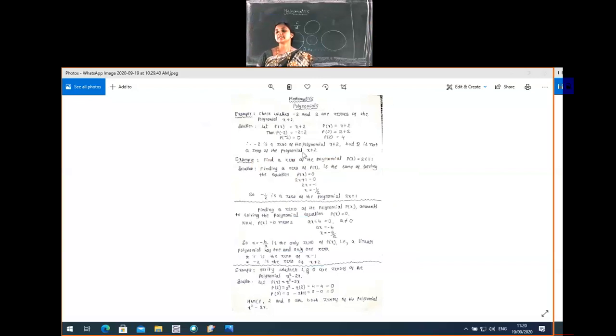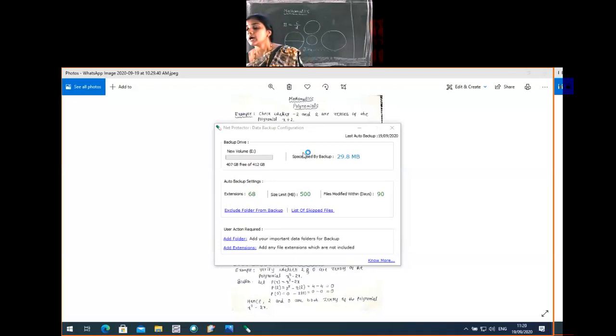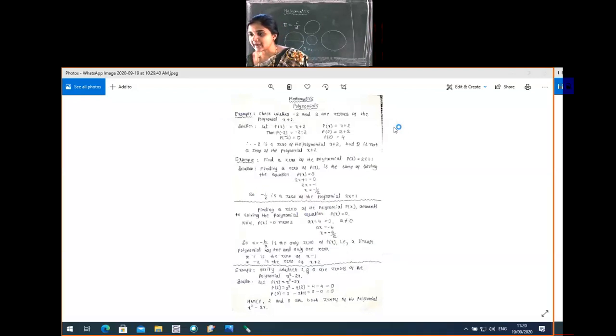In the last class, we discussed the zeros of the polynomial. From the beginning, we discussed the definition of a polynomial, then terms of the polynomial, coefficients of the polynomial, degree of the polynomial, and then, based on the degree, the classification of polynomials as linear, binomial, quadratic and cubic polynomials.